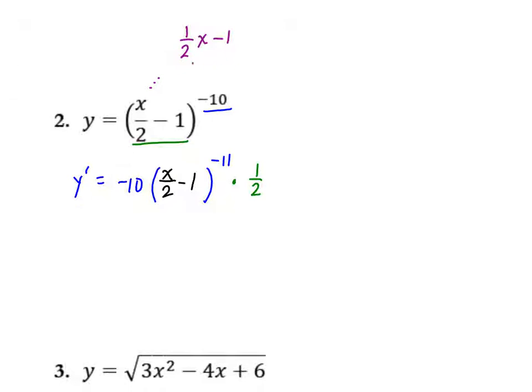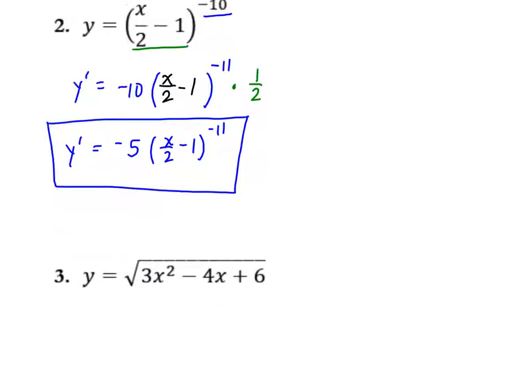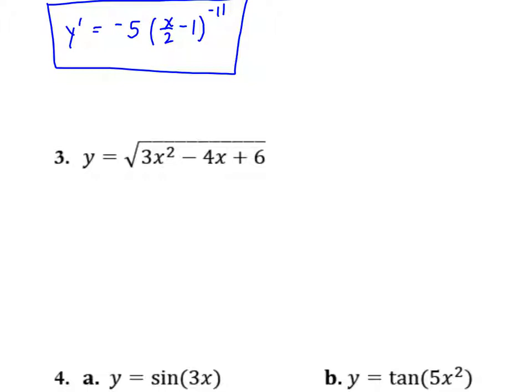So when we differentiate it by the power rule, you can think of it as x to the 1. 1 times 1/2 is 1/2. X to the 1 minus 1 is x to the 0, or 1. So that's negative 10 times 1/2, negative 5, times x over 2 minus 1 to the negative 11 power for the derivative. And we'll leave it just like that. So parentheses with exponents are really good applications of the chain rule, easy ones.